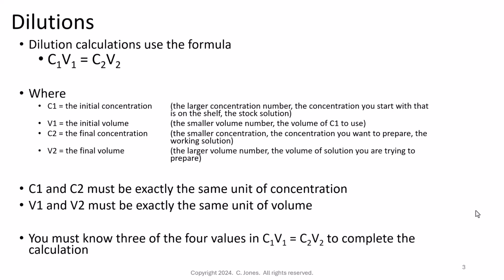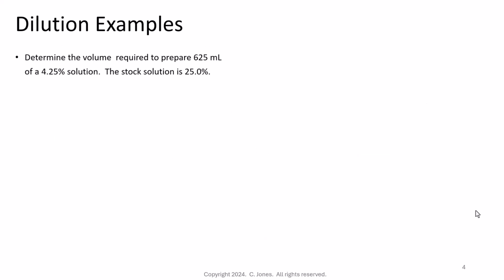Finally, you must know 3 of the 4 values in the C1 V1 equals C2 V2 equation to complete the calculation. Okay? And we'll illustrate this in the worked out examples coming up. That also tells you this is a C1 V1 equals C2 V2 problem if you have 3 of these variables given to you in the problem and you need to determine the fourth. So let's just get started by working some examples.